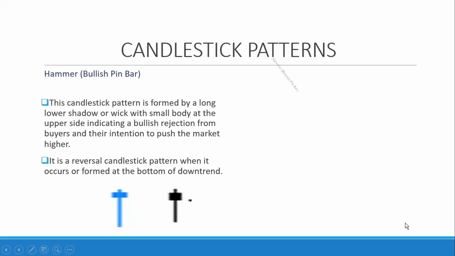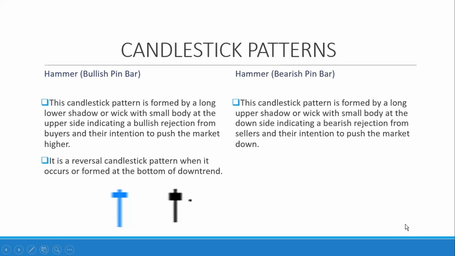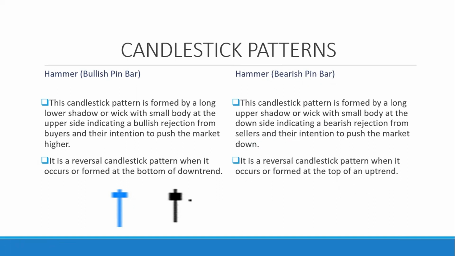Now let's look at the bearish hammer or bearish pin bar. This candlestick pattern is formed by a long upper shadow or wick with a small body at the downside, indicating a bearish rejection from sellers and their intention to push the market down. So it's the opposite of the other one. It's a reversal candlestick pattern when it occurs or forms at the top of an uptrend.